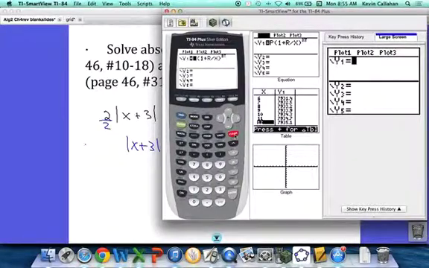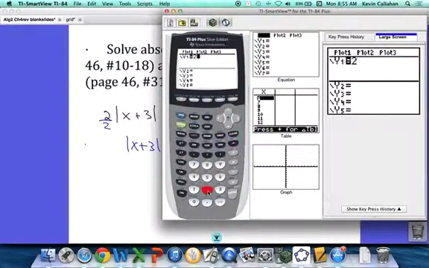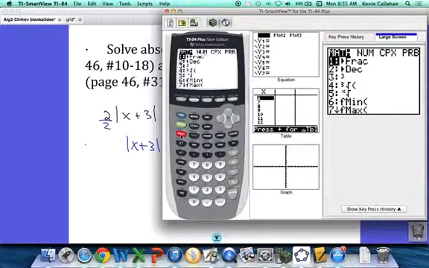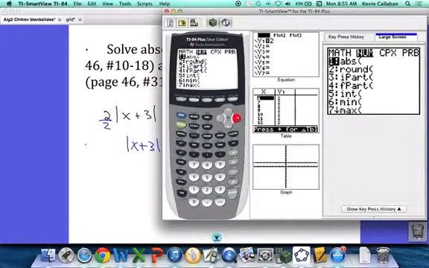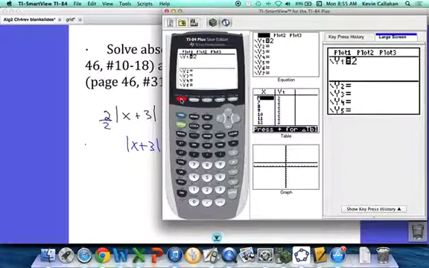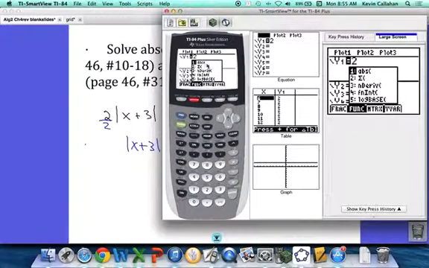Clear. Right, 2 times. Where's absolute value in the calculator? Math, arrow over to the num, 1, ABS, right there. There's another way, y equals. You can go alpha, window, and then you could see the very first thing comes up, absolute value. There's one other way you could do this.